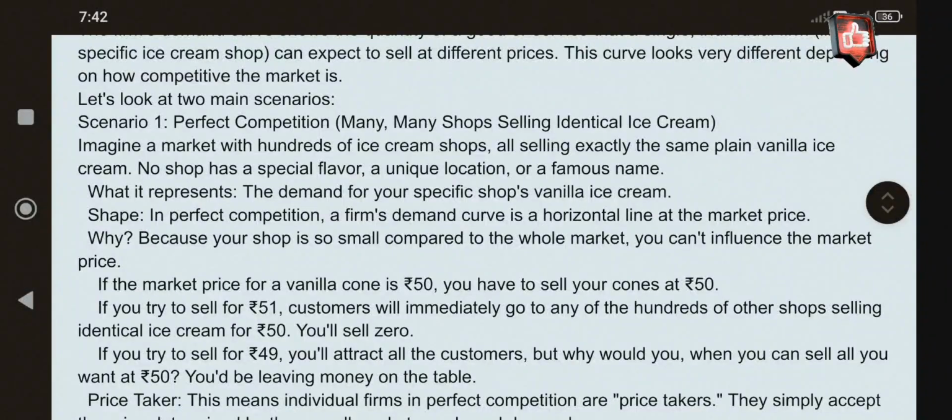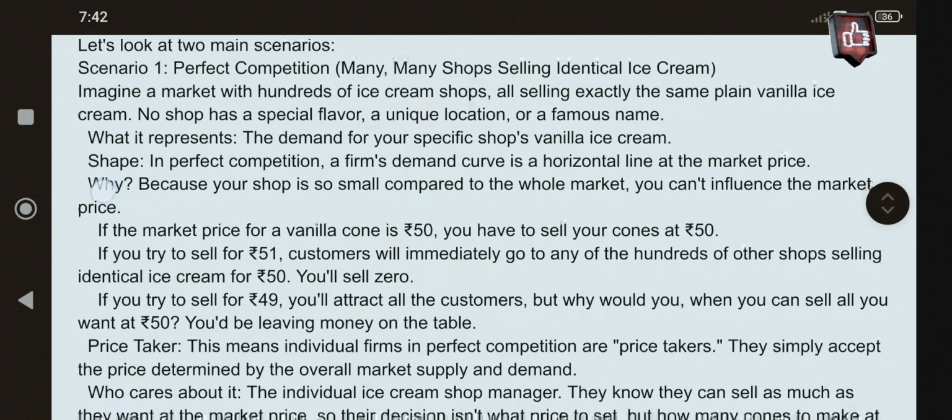Scenario 1. Perfect competition. Many shops selling identical ice cream. Imagine a market with hundreds of ice cream shops, all selling exactly the same plain vanilla ice cream. No shop has a special flavor, a unique location, or a famous name. What it represents: the demand for your specific shop's vanilla ice cream. Shape. In perfect competition, a firm's demand curve is a horizontal line at the market price.